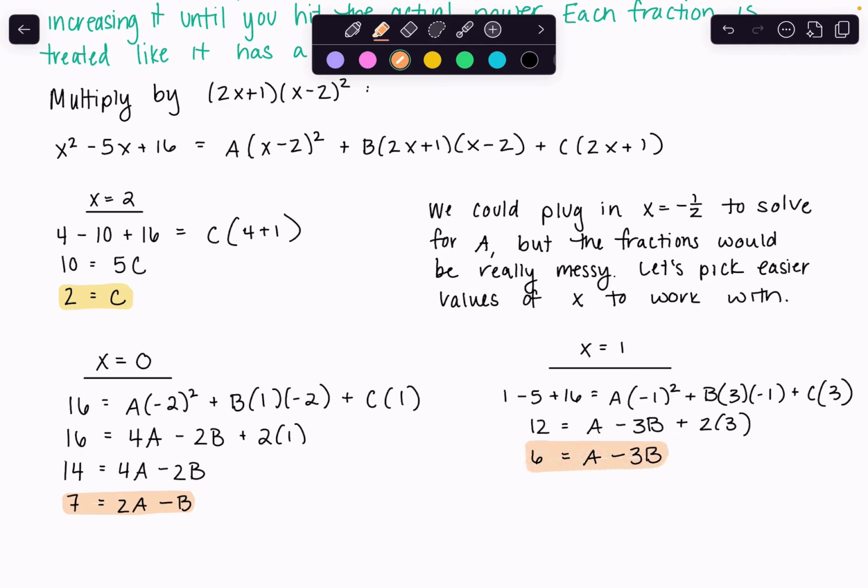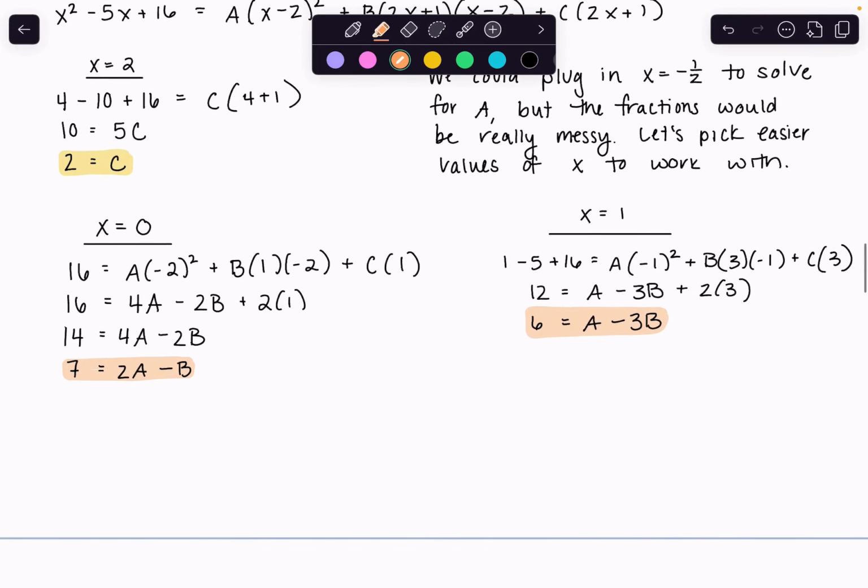So I have 2 equations and 2 unknowns. I now need to solve the resulting system. You can use whatever method you want: elimination, substitution, or matrix. Completely up to you. So I'm going to start just by copying my 2 equations down.